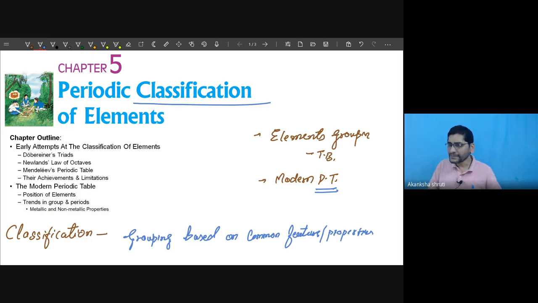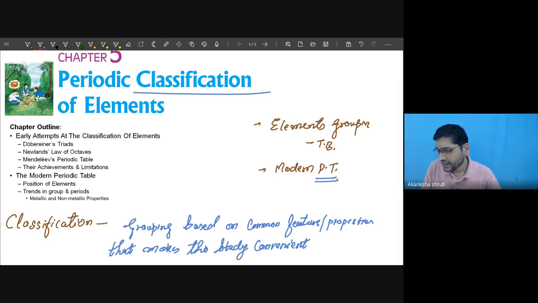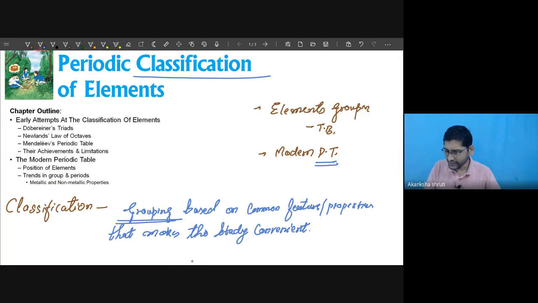Why? That helps in study and makes the study convenient, because in a group, if we know the characteristic of one member, then the other members of the same group can be predicted. Though there may be slight differences, most of the properties can be predicted. So grouping based on common features or properties makes the study convenient and helps in predicting the properties of the others. That is called classification, which simply means grouping. Why grouping? To make the study convenient.